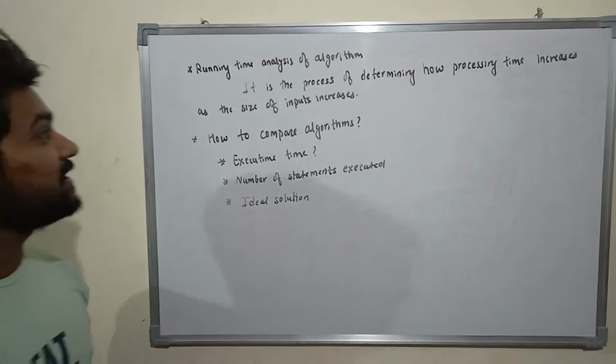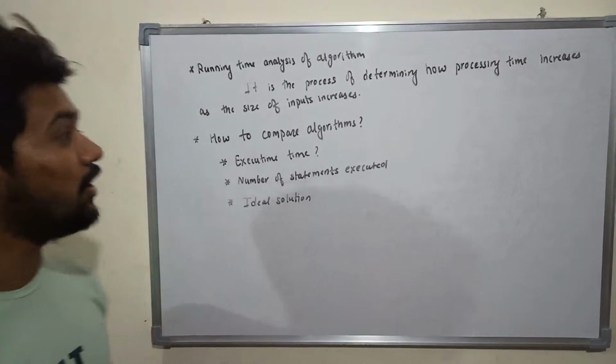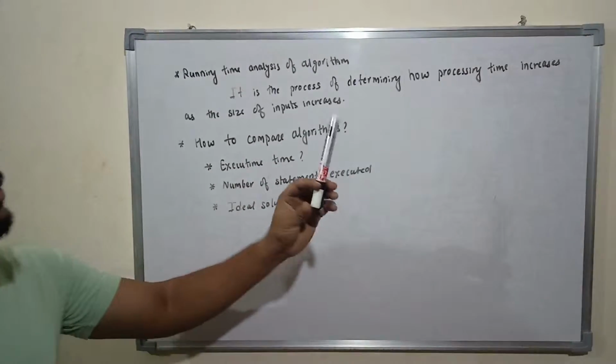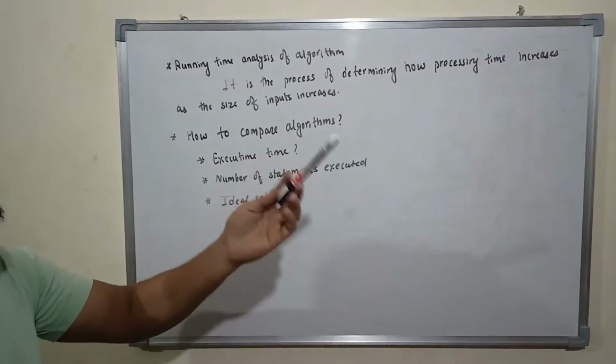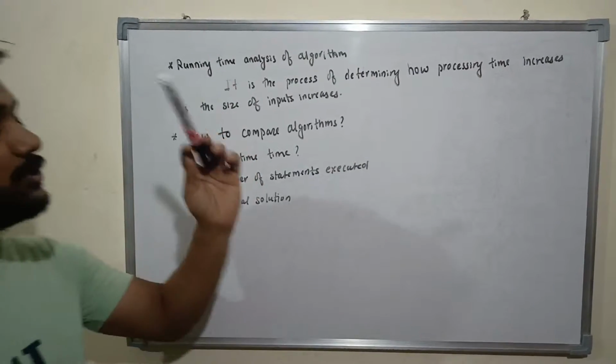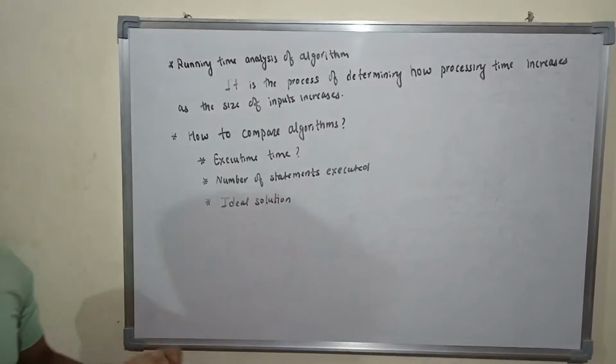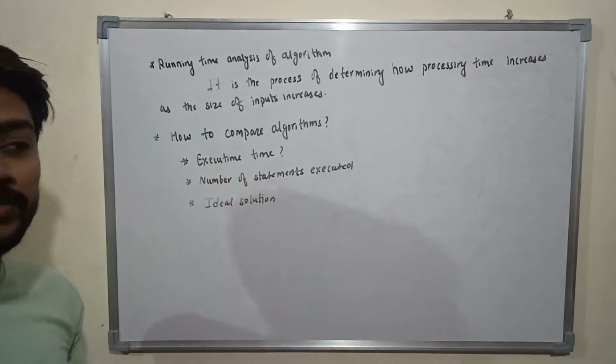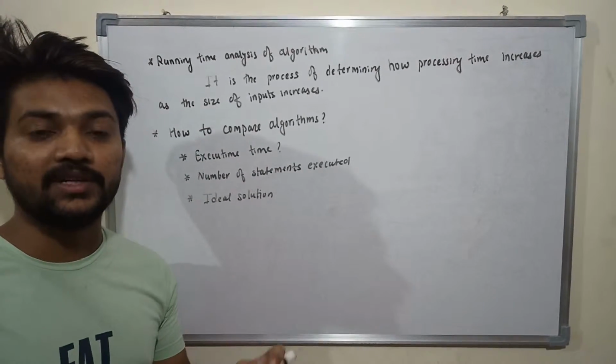The next topic is running time analysis of algorithm. So running time analysis of algorithm is the process of determining how processing time of the computers increases as the size of inputs increases. It means that we are comparing algorithms on the basis of how they perform if the number of inputs keep on increasing.